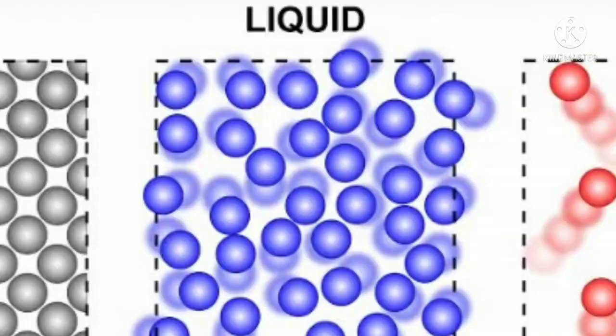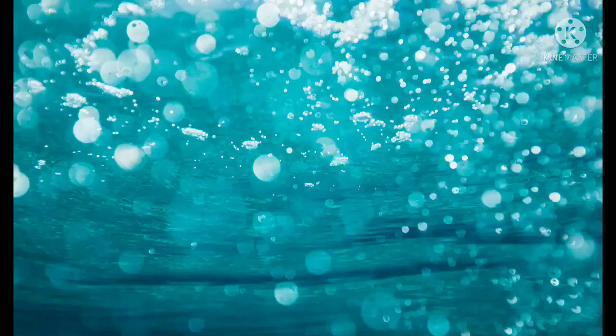Next, we can see in liquids how the atoms and molecules are arranged. Comparing with solids, here the atoms and molecules are loosely packed. In between, the interatomic distance is greater, or the intermolecular forces are weaker. Comparing to solids, here the interatomic distance is greater. So in liquids, the atoms and molecules are loosely packed.